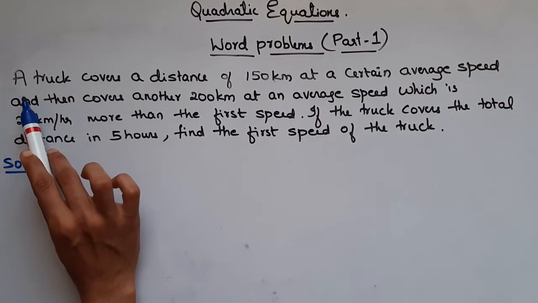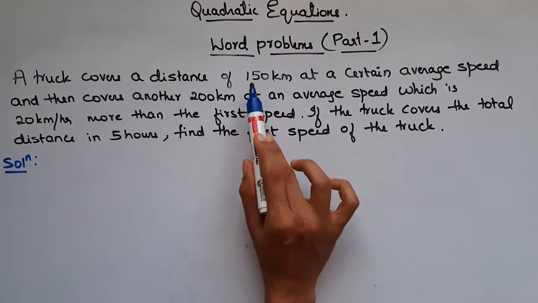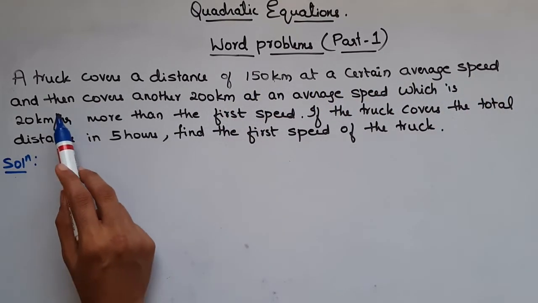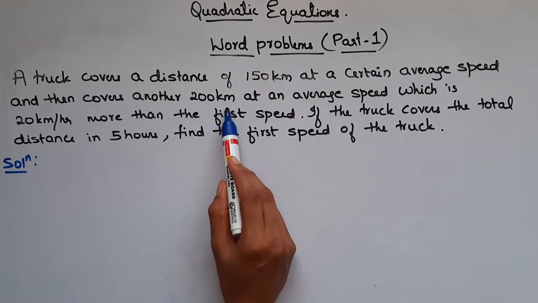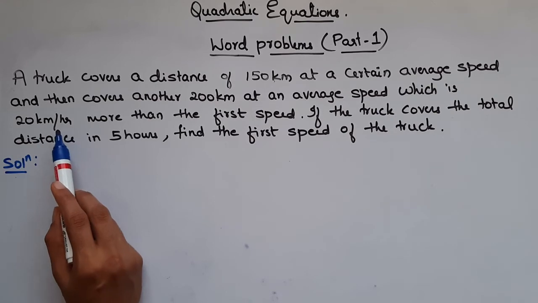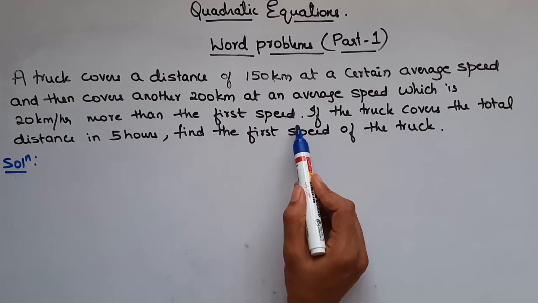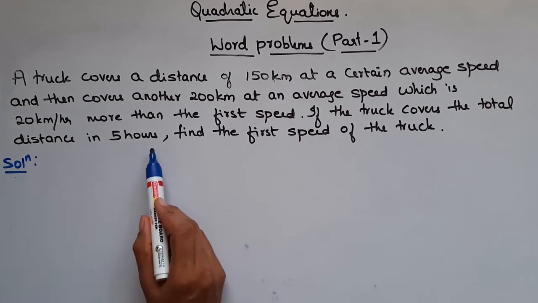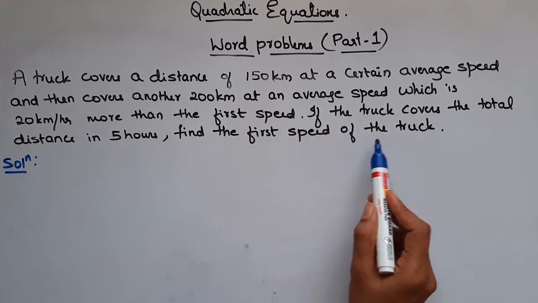Now let's see this problem. It says a truck covers a distance of 150 km at a certain average speed and then covers another 200 km at an average speed which is 20 km per hour more than the first speed. If the truck covers the total distance in 5 hours, find the first speed of the truck.